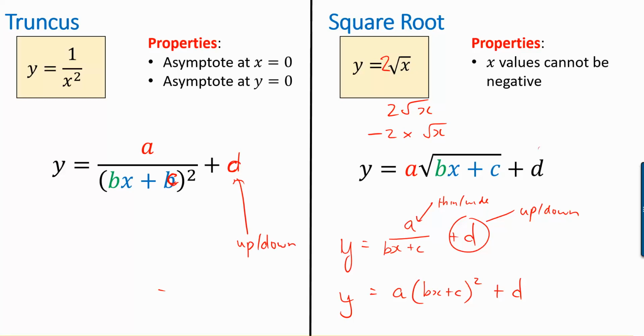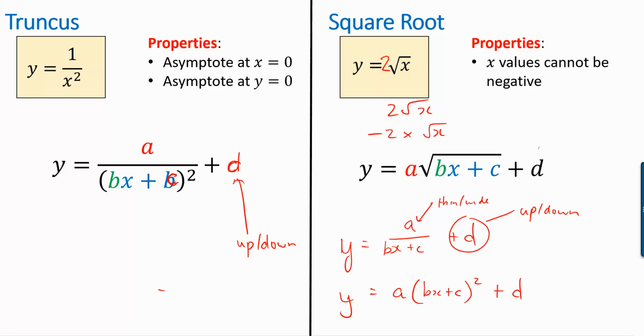Yes, Kate? When you're looking at the bx plus c, do you only look at what's inside the bracket or what's inside the square root stuff? Yep, it's what you change to the x. Anything that you play around with the x is what you're dealing with, the x values. So you move it left to right because it's the x-axis.